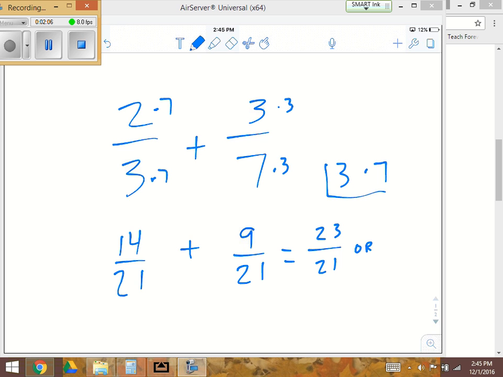Or I could say that it's equal to 1 and 2 over 21. So again, if it takes 21 parts to make a whole, I can take 21 away from 23. That would give me one whole, and I would have 2 parts out of 21 left over. So actually, both of these here would be correct answers for this problem. Again, remember, if it's more work to go to the mixed number, it's an extra step. I'm totally okay with you leaving it as an improper fraction.